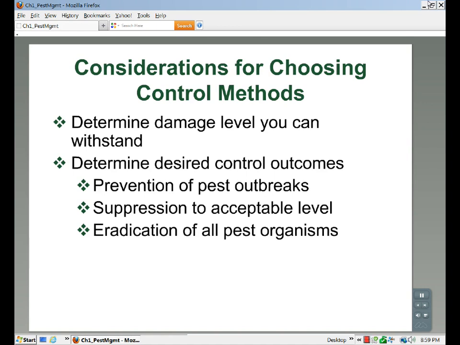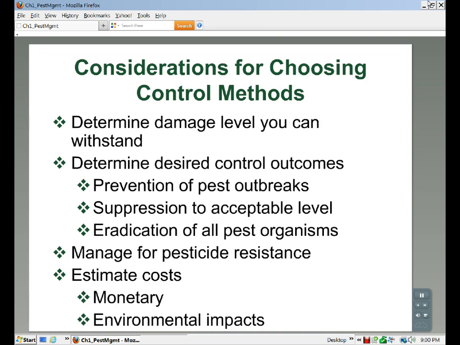When selecting management tactics, most specifically when selecting pesticides, consider pesticide resistance. Is it wise to go back and treat with the same chemical that you have used the last few treatments? Or should you change product types? Ultimately, you'll want to consider the cost to your pocketbook and the impacts on the environment.